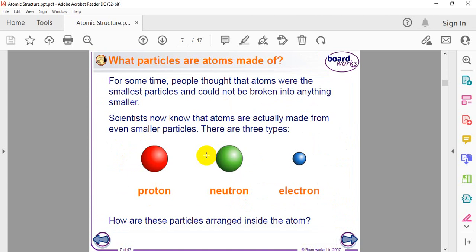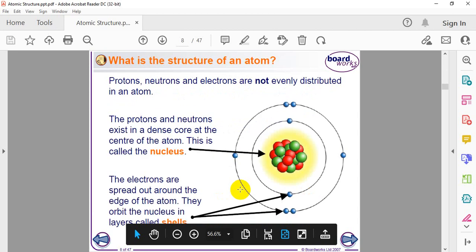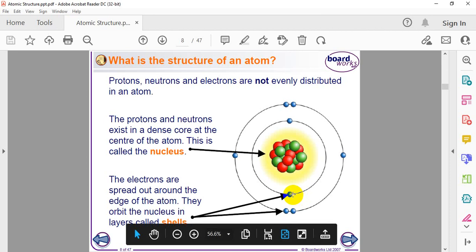The structure of the atom is made up of protons, neutrons, and electrons. We shall visit this shortly. Protons, neutrons, and electrons are not evenly distributed in an atom. The protons and neutrons exist in a dense core at the center of the atom. This is called the nucleus.